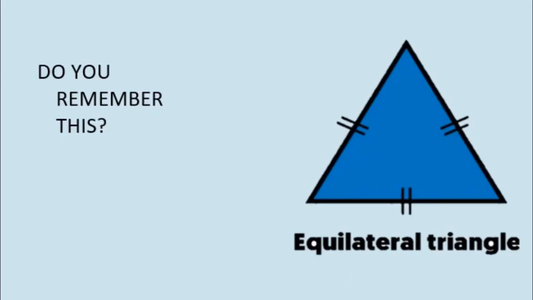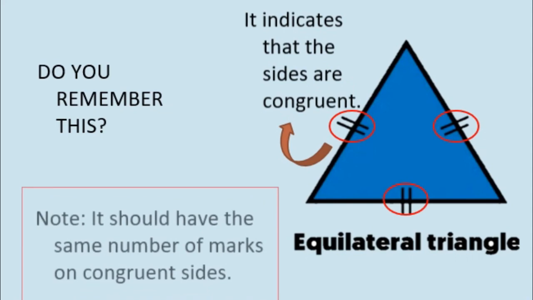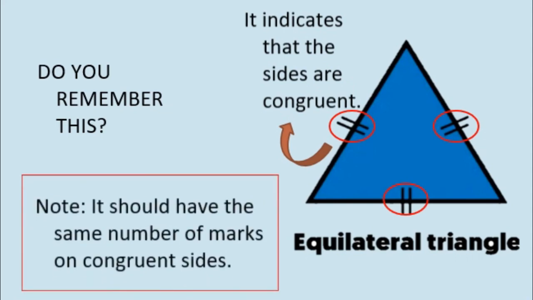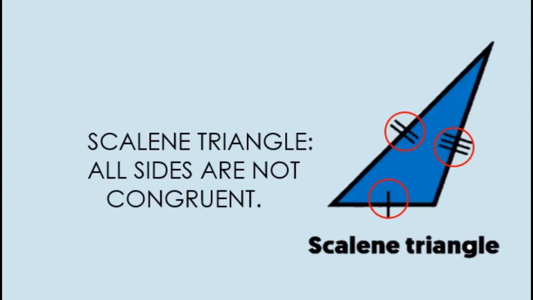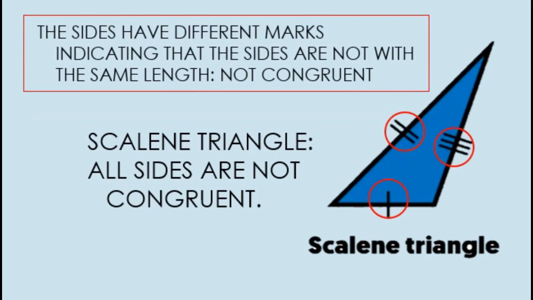I have here an equilateral triangle. Do you remember this? It indicates that the sides are congruent, and always remember it should have the same number of marks on congruent sides. Next is a scalene triangle wherein all sides are not congruent. Remember, the sides have different marks indicating that the sides are not the same length, or not congruent.